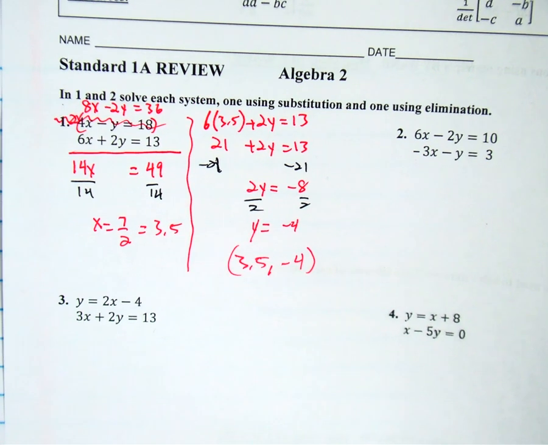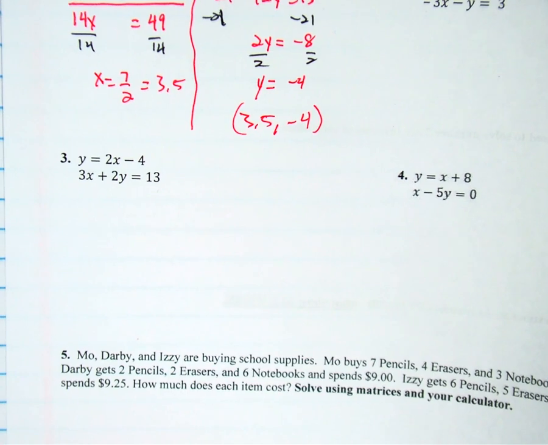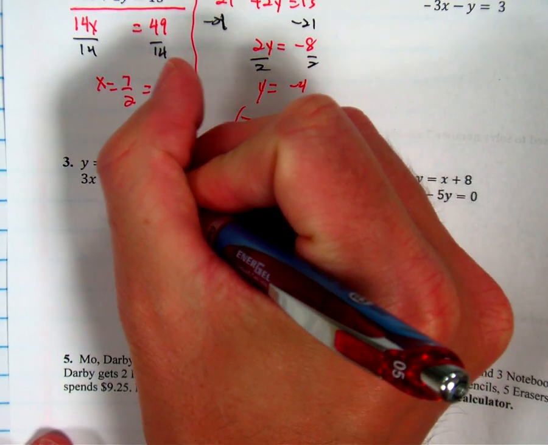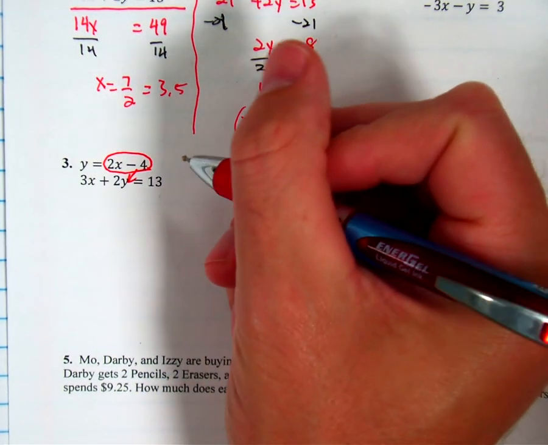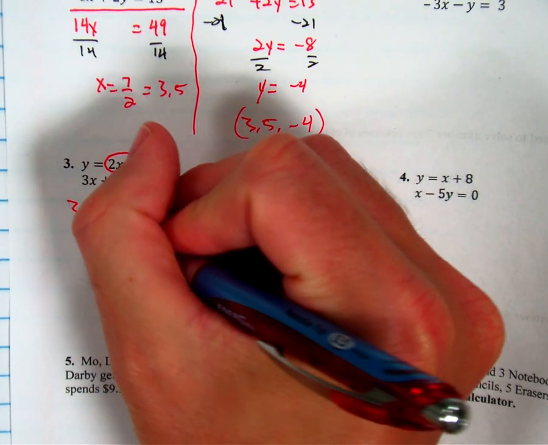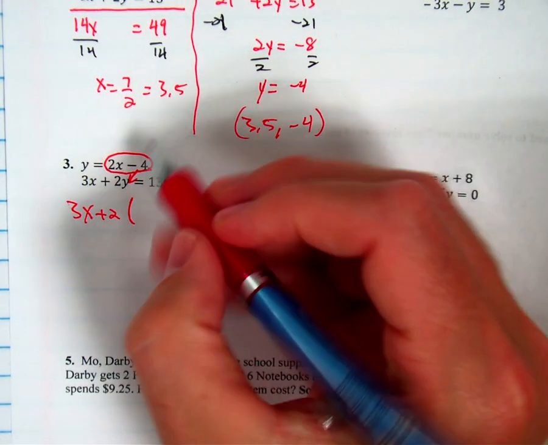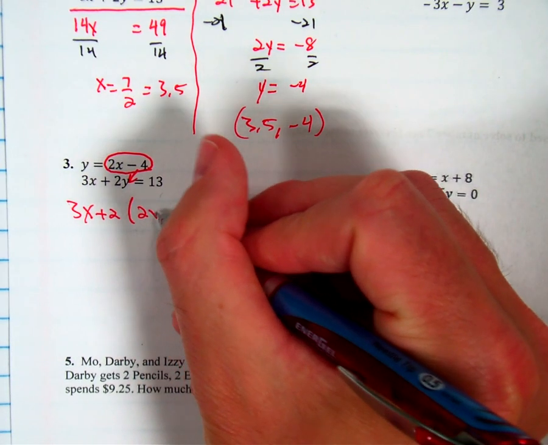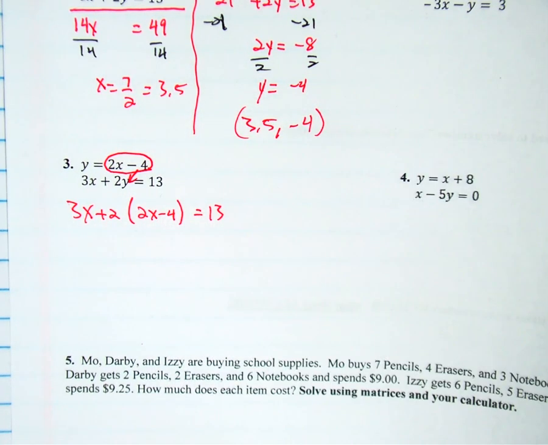Okay, number 3, substitution. It's a big hint that it's substitution because it already has y equals or x equals. One of the variables is already solved for, so then I can just straight substitute it in. We'll have 3x plus 2 times, not 2 times y. We're going to substitute that in for y, and we'll have 2 times 2x minus 4. See how we substituted that in for y.